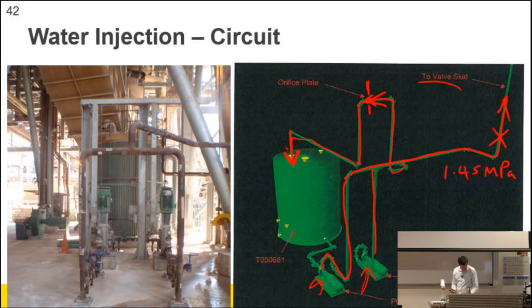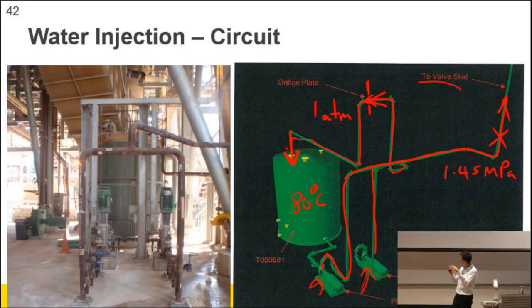The problem was, in part because of this recirculation system, the temperature in this tank was regularly 80 degrees C, and something happens when you push fluid from 145 back down to one atmosphere. It's a tank, not a pressure vessel, so it's just at atmospheric pressure, right? What happens when you put a high pressure, hot liquid through a pressure reducer that causes problems?